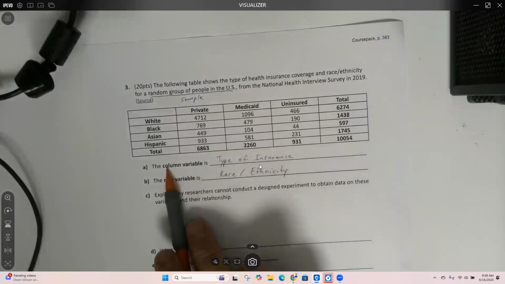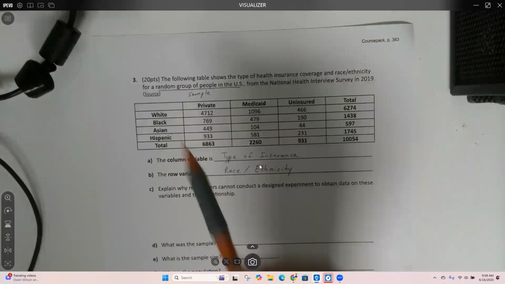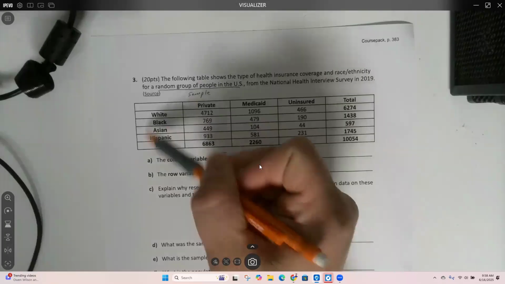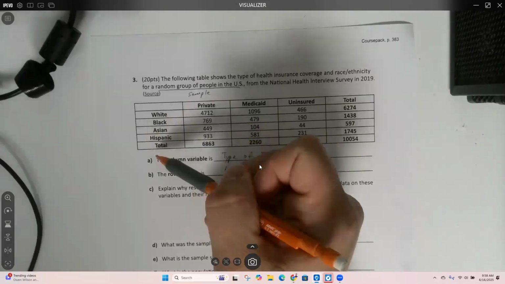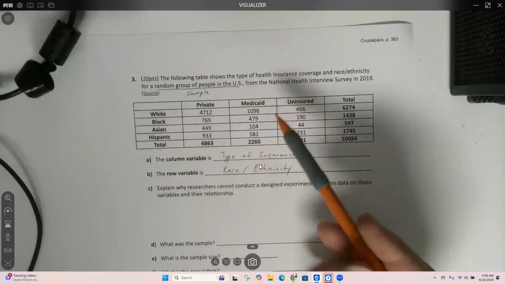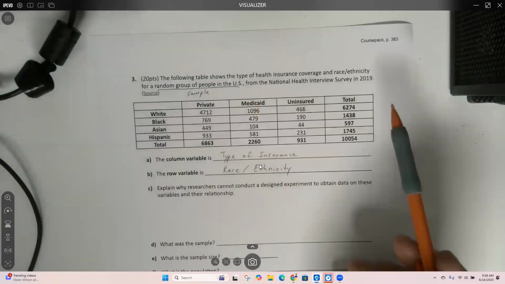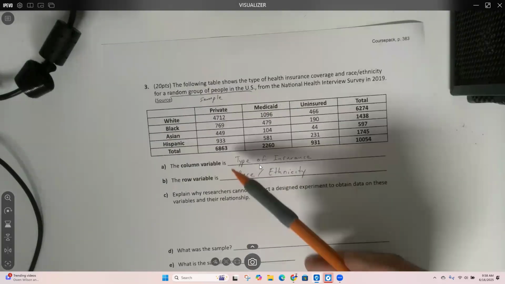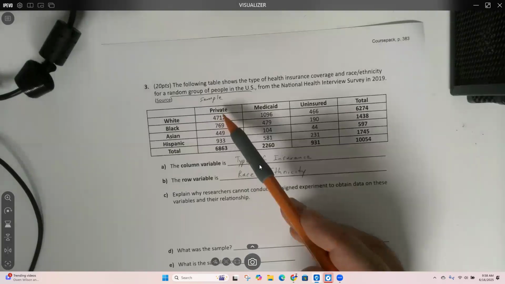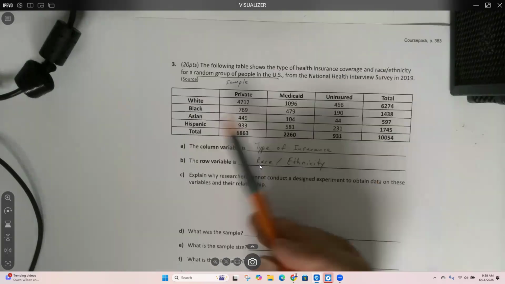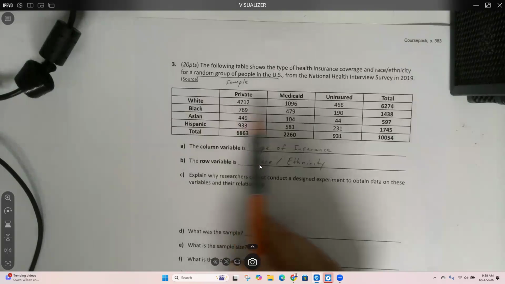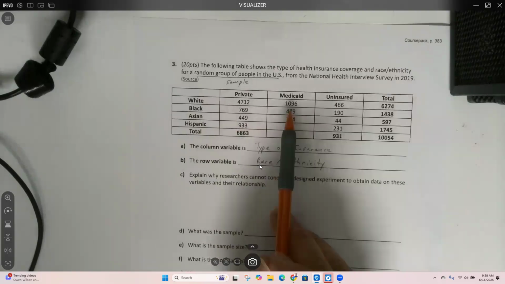So when we say column variable, I don't want you to just look at this column and say, oh, these are all races, okay, in this column. No, what that means is each of these columns represents something. What does each column represent? Each column is a type of insurance. Each row represents a race. This is the white row. This is the black row. Okay.